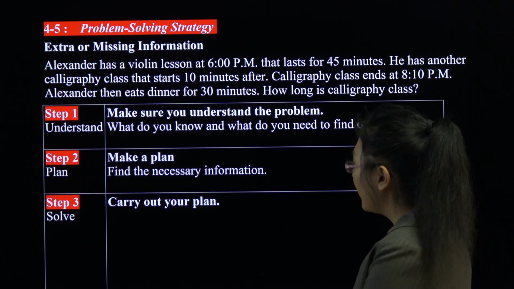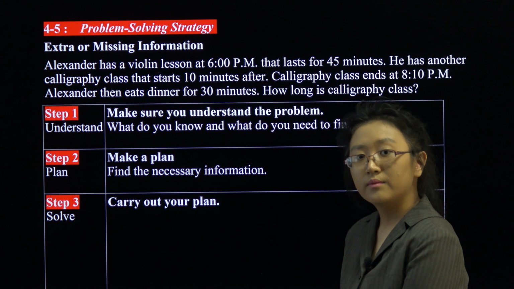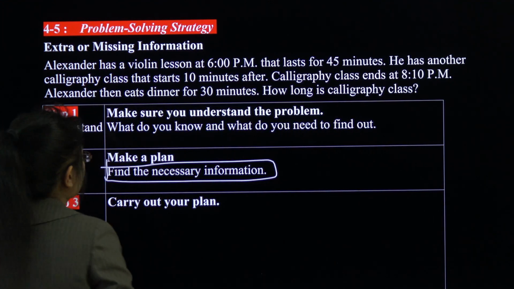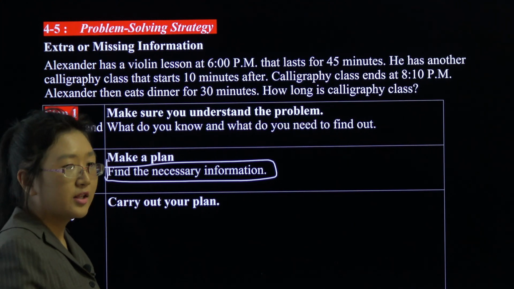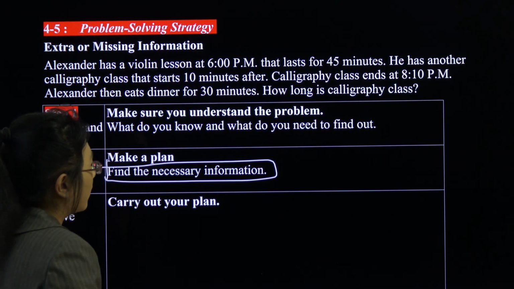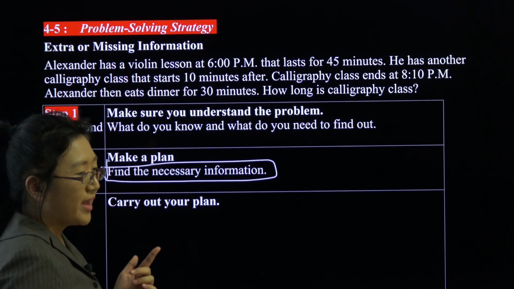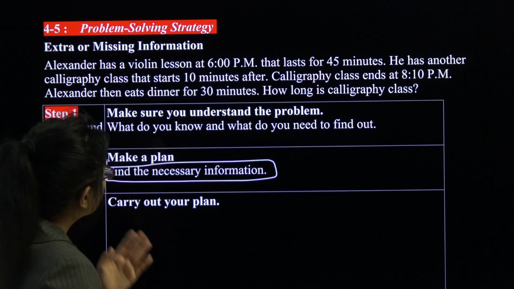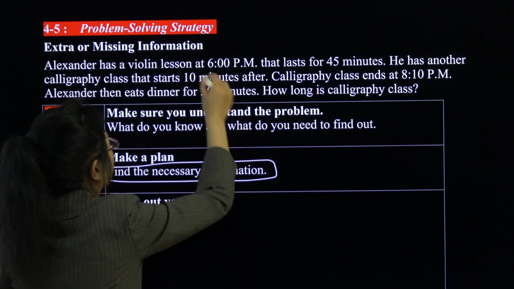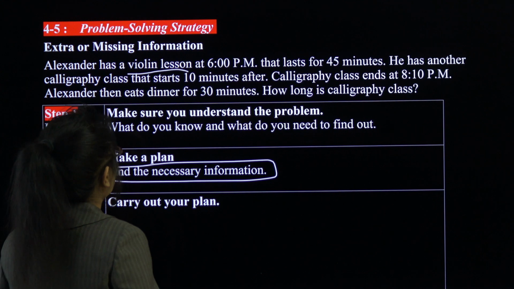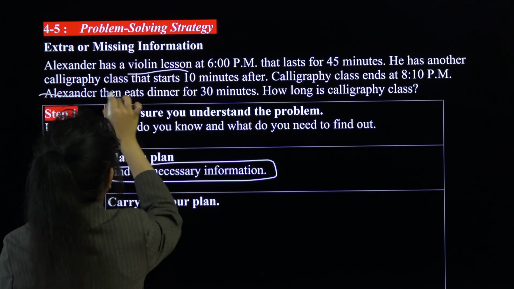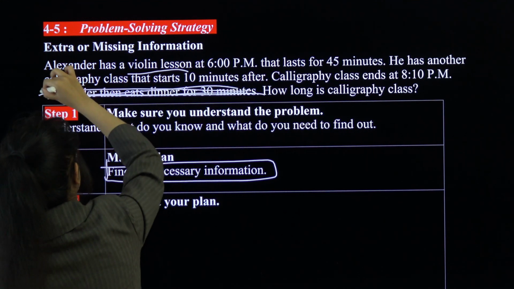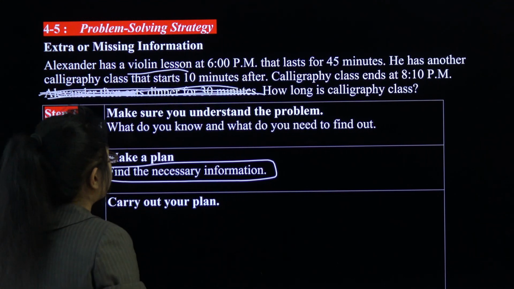Here's the thing. What information do we need? Well, to find out how long calligraphy class is, we need to know when it starts and ends. We know when it ends. We technically do know when it starts, at least in relation to the violin lesson. But we don't actually need that Alexander then eats dinner for 30 minutes. So this is the unnecessary information. We have extra information here.